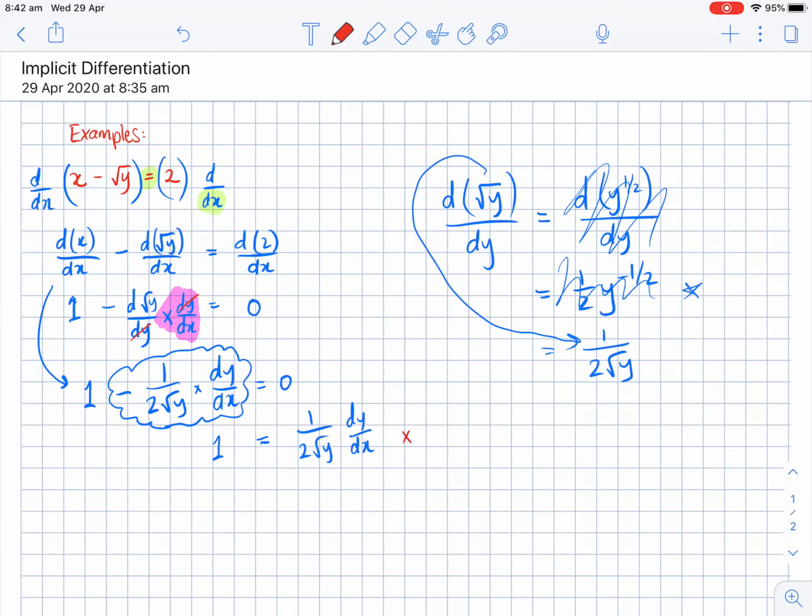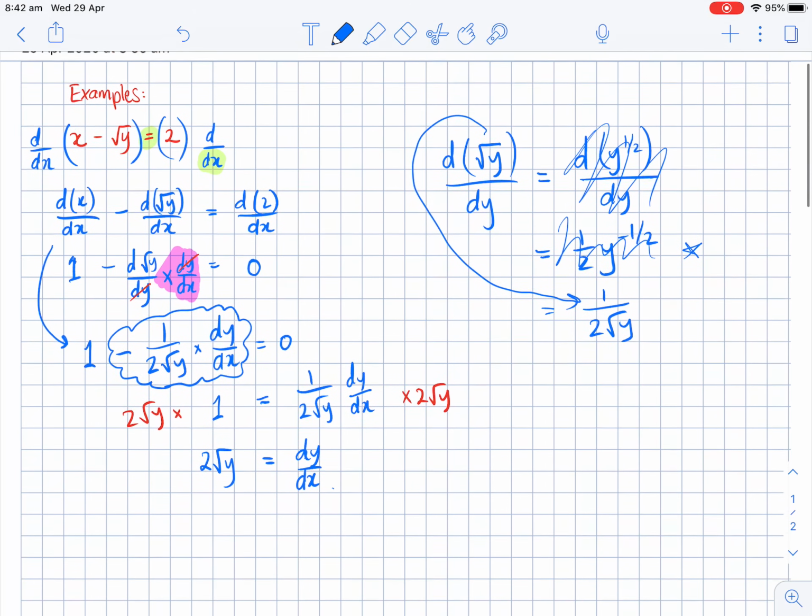And then this is just my algebra skills. I have to try and simplify this. So I'm going to multiply both the left-hand side and the right-hand side by 2 root y. And that gives me 2 root y equals dy/dx. And that's the answer to my first example.